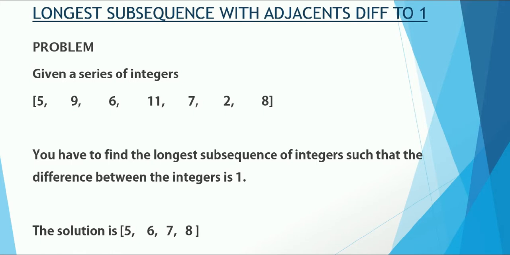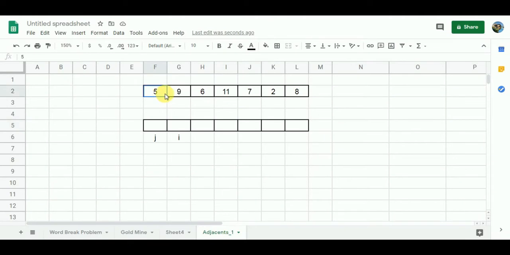So let's move to the framework and solve this problem. Now this is our framework. This is our series of integers, an array, and this is a solution array which we are going to fill to get the longest subsequence with all integers which have the difference as 1. The adjacent integers of that solution subsequence are going to have the difference as 1. So the base state is always going to be 1.